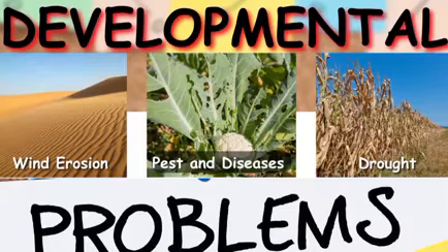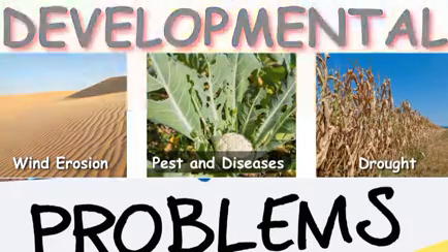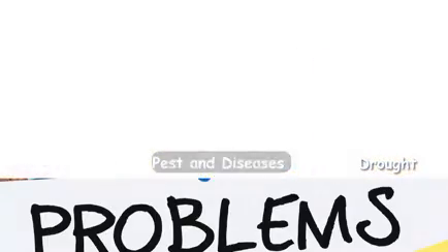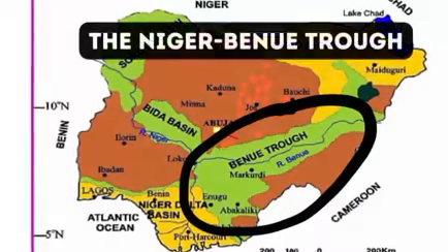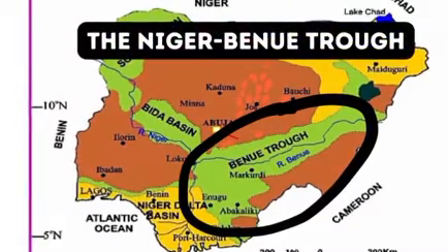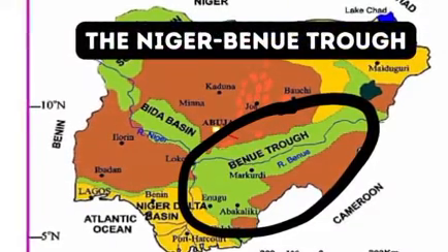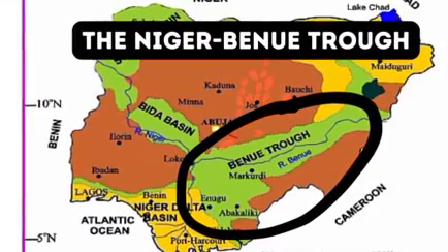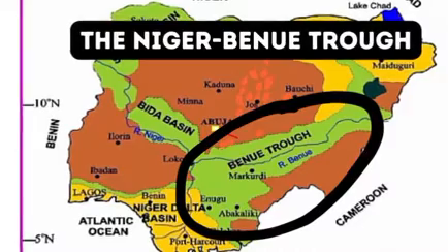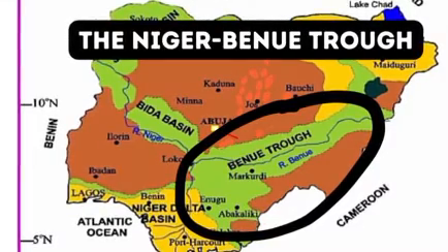This leaves farmers in disappointment and discouragement, and thereby hampers their economic growth. The next one we are looking at is the Niger Benue Trough, and this is a big river basin that divides and separates the country into two different spheres, the north region and also the south region.